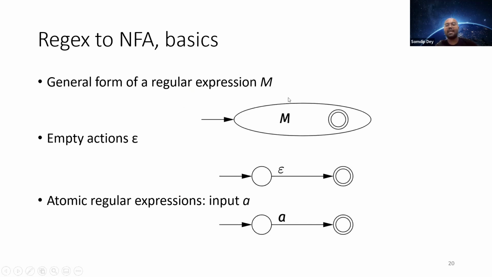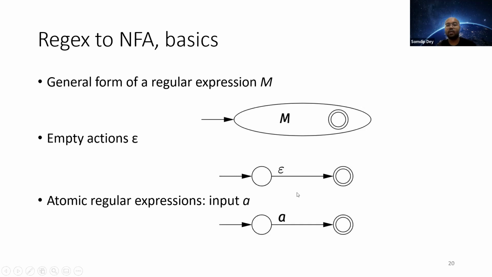So let's look at some examples of how we can do that. You have the general form of a regular expression, let's call it M. M has a start state and an accept state. That's it. This is a very simplistic representation of a regular expression to NFA if the regular expression is M. Another important thing to remember is that an NFA has empty transitions, or empty input, which are the epsilon moves. You will denote that like this.